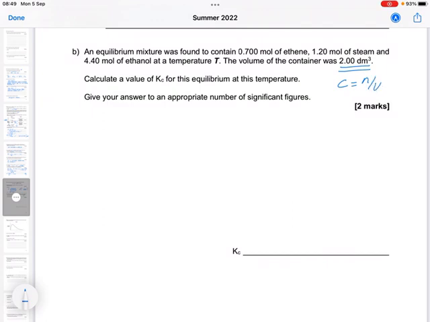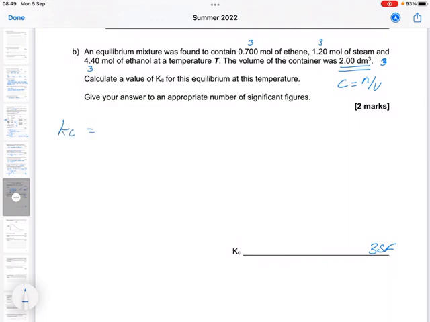Calculate the value of Kc at this temperature. Give your answer to an appropriate number of significant figures. So let's work that out first. So 3 significant figures, 3 significant figures, 3 significant figures, and 3 significant figures. So again, I'm just going to put myself a little reminder down here, 3 significant figures, so I don't lose that mark when I get to it.